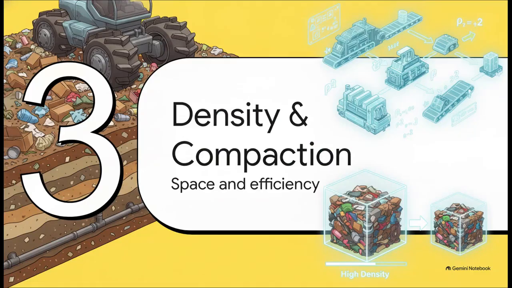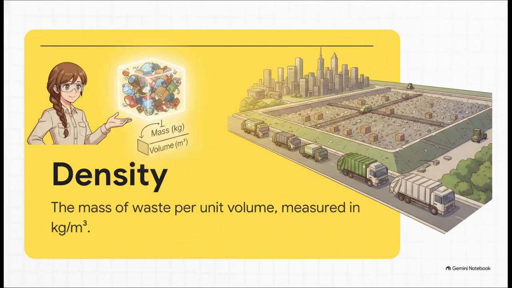Okay, Section 3, density and compaction. This is a metric that totally changes the game economically. So density is simply defined as the mass of waste per unit volume, usually measured in kilograms per cubic meter. And the reason this is so critical is that density dictates pretty much everything, from the total size and lifespan of a sanitary landfill down to the exact type of collection trucks a city has to buy. It's basically the ultimate measure of spatial efficiency.